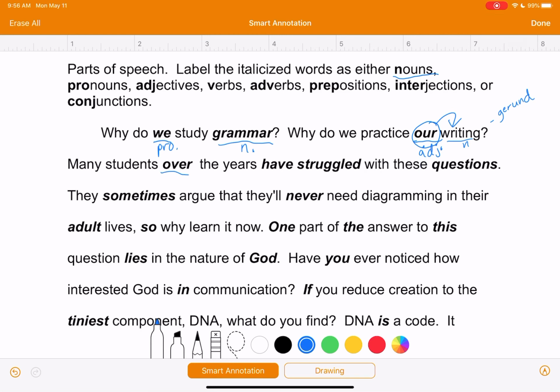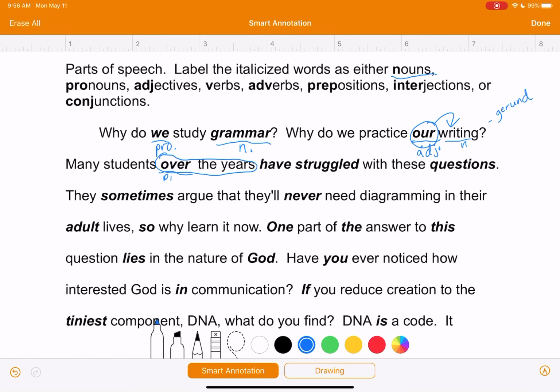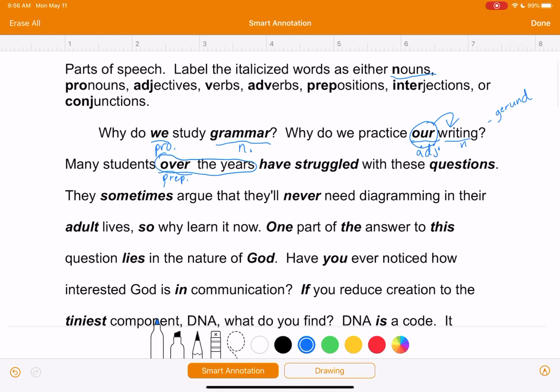Moving to the next sentence. Many students over the years. Here we have a phrase that goes together. You can hear it goes together. Over the years. So you've memorized a big list of 60 of these, so hopefully you recognize that as a preposition. The reason I know it's a preposition and not an adverb is that it has the rest of the phrase, the years. Here we have a noun acting as the object of the preposition over.